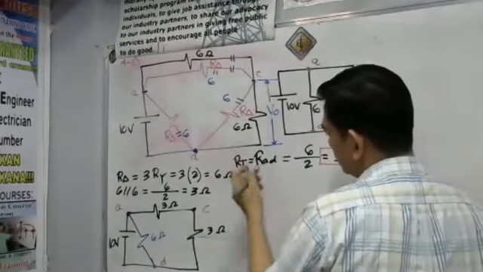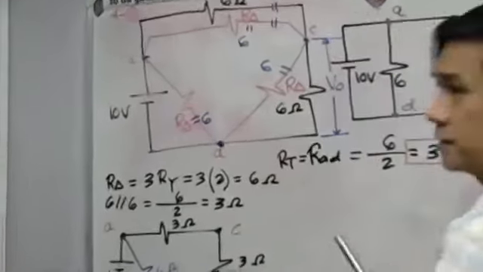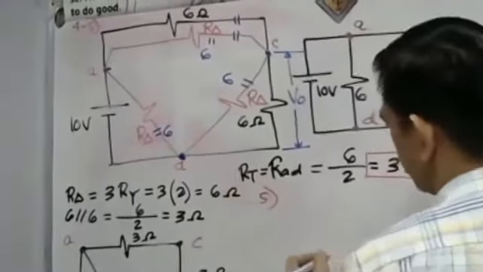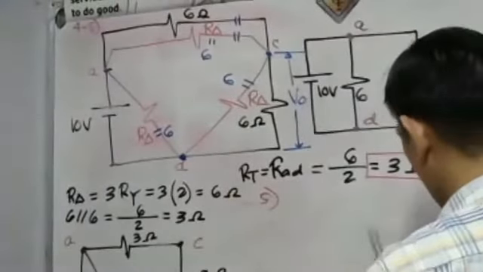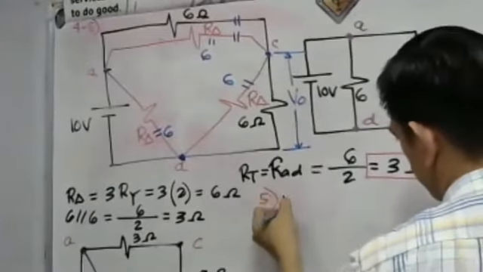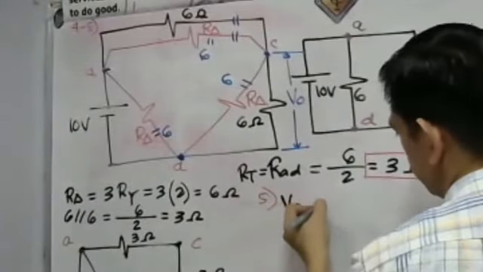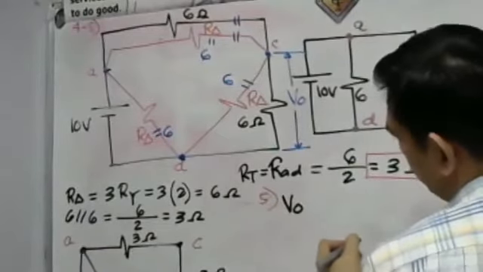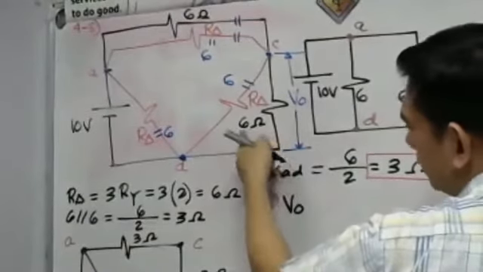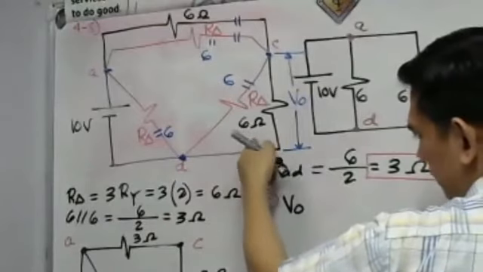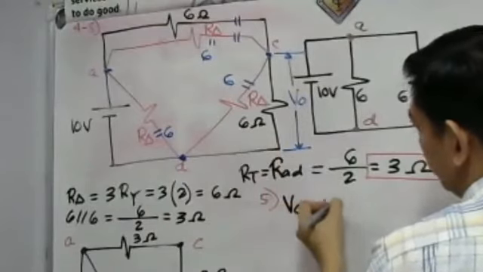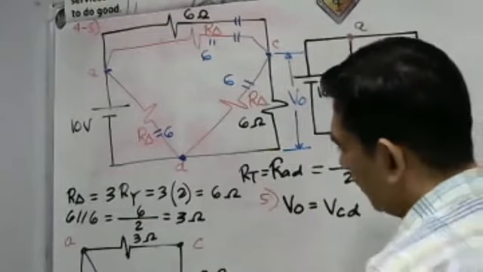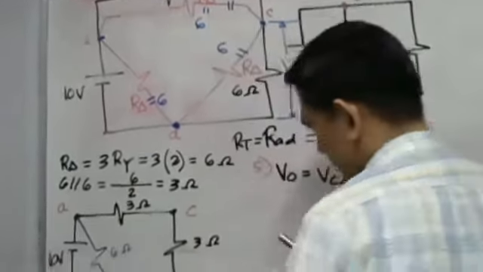So the question V sub O, for number 5, our V sub O here is the output. That is the output voltage, the voltage at the 6 ohm resistor, or that is the voltage at point C and point D. Take a look, point C and point D, okay?